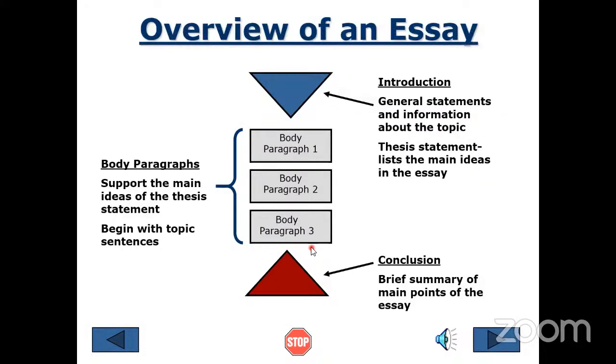New information, right? So this is the overview of an essay. We have the introduction, general statements and information about the topic. We have the thesis statement, which lists the main ideas in the essay, the body paragraphs, and the conclusion. We have each kind of paragraph.